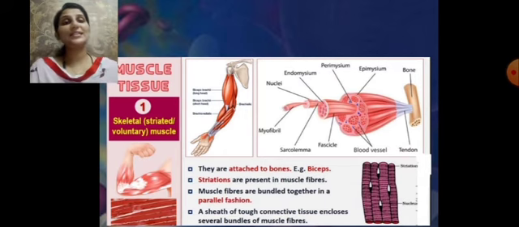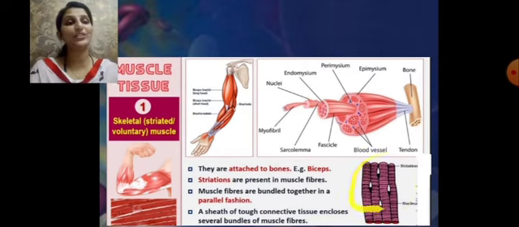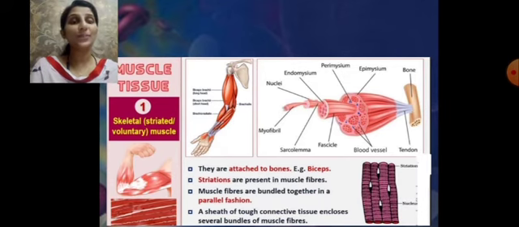The first type, that is the skeletal muscles, is called the striated muscles or the voluntary muscles. Why are they called skeletal muscles? Because they are attached to the skeletal system, that is, to the bones of our body. Those muscles which are attached to the bones are called skeletal muscles. Why are they called striated muscles? In this picture, we can see small striations, alternate dark and light bands. Due to the presence of these alternate dark and light bands, they are called striated muscles.